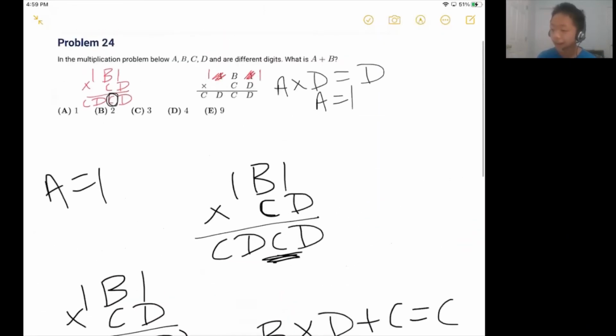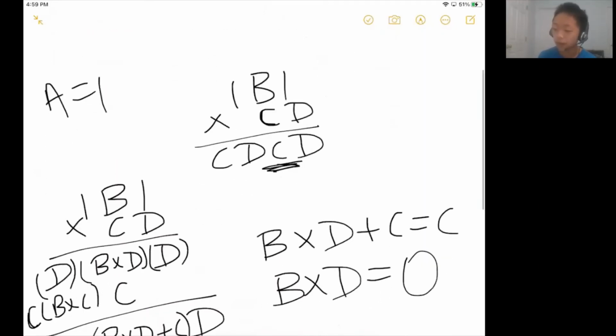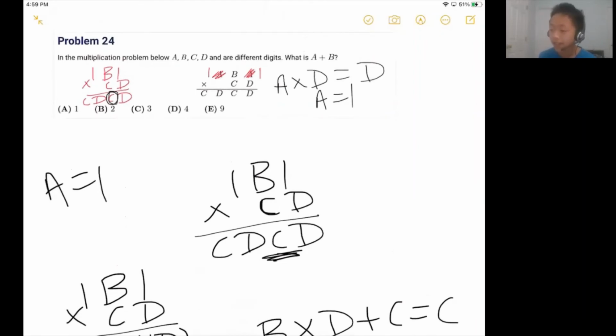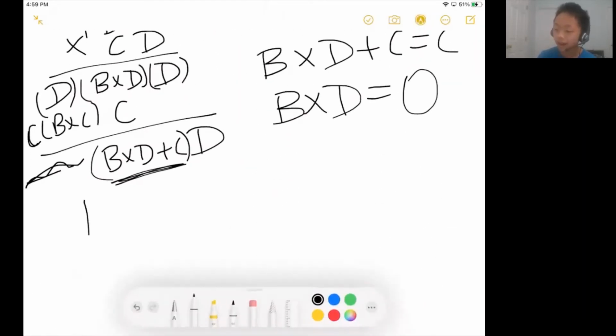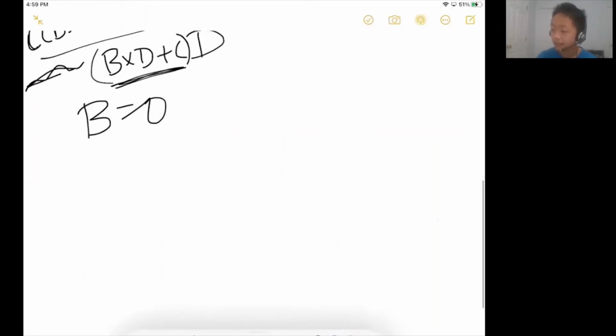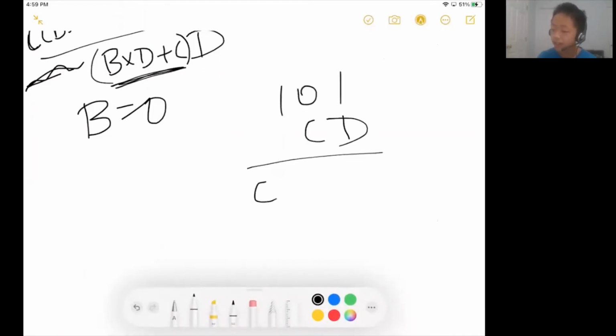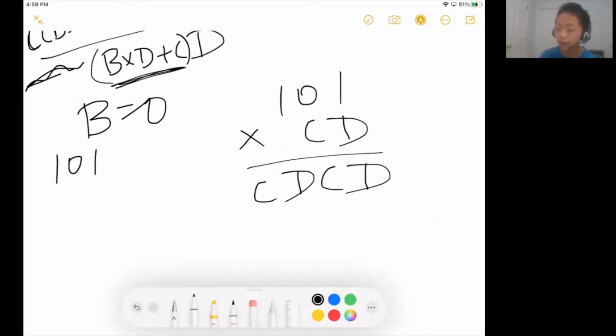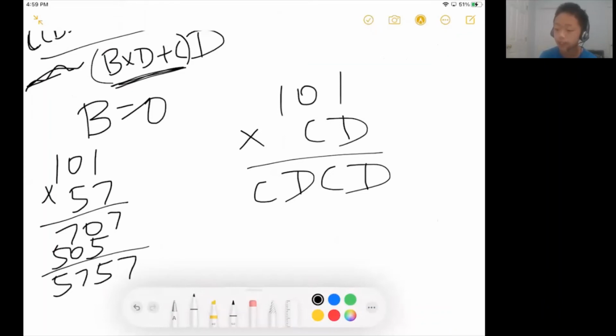So now we have two possible cases, right? We can see that either B equals 0 or D equals 0. Notice that if B equals 0, then we would have 101 times CD equals CD. Does this make sense? If we look at any arbitrary 2-digit number, we can easily verify that this works. If we had 101 times 57, just some random 2-digit number, and we were to multiply it, we get 5757, which indeed works.